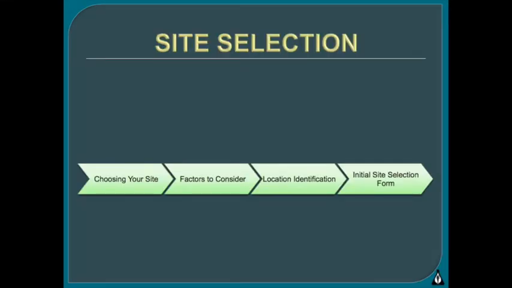So in this chapter, we are going to talk about factors to consider when picking your site, how to identify the site to Stream Team staff so we know where to put this data. And then we also have this great resource at your first sampling site that is the initial site selection form, and we'll go over that form as well.